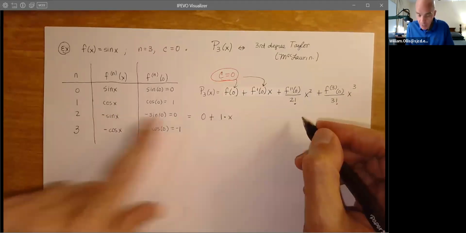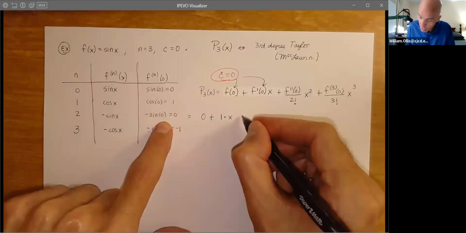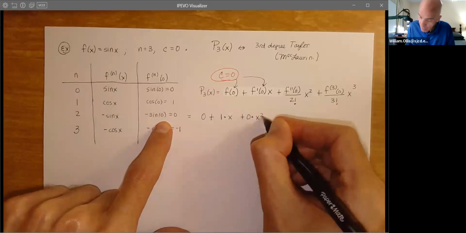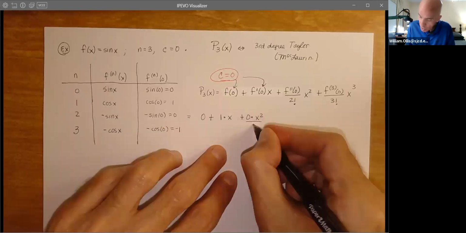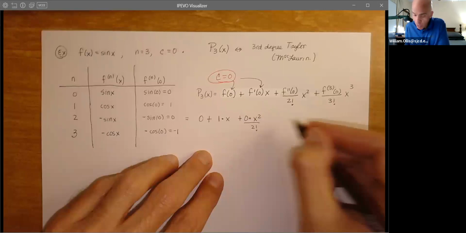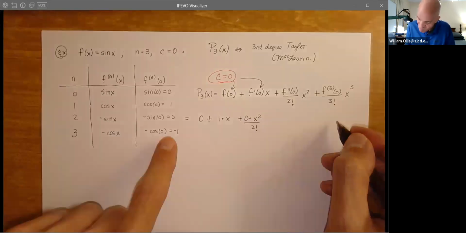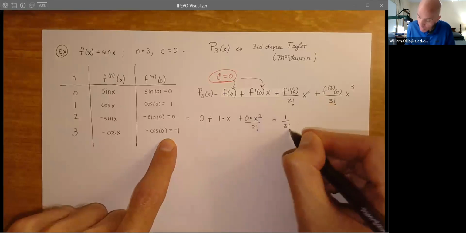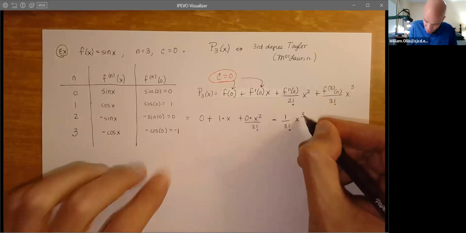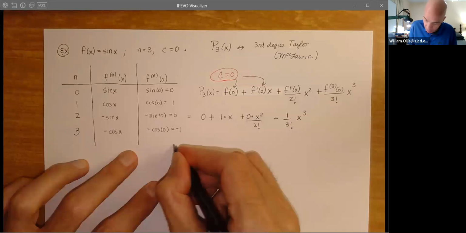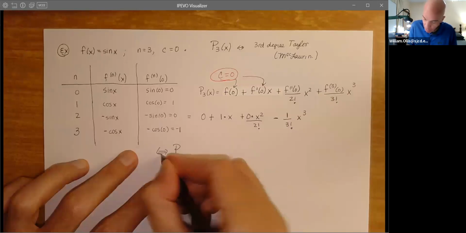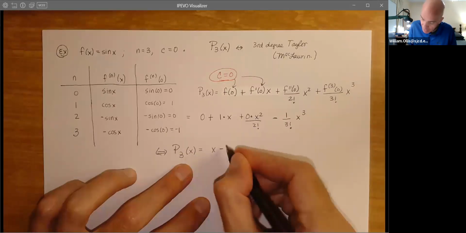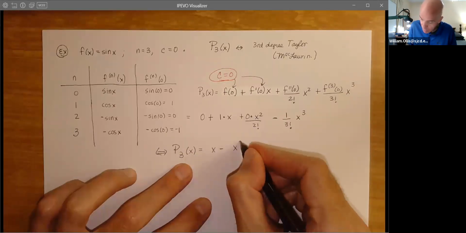f double prime here is 0. So this is just plus 0 times x squared. I'll put the 2 factorial in so you don't forget it. And then for the third derivative, we have negative 1. So we have minus 1 divided by 3 factorial x cubed. So we have, if and only if, P3 of x will be x minus x cubed divided by 6.